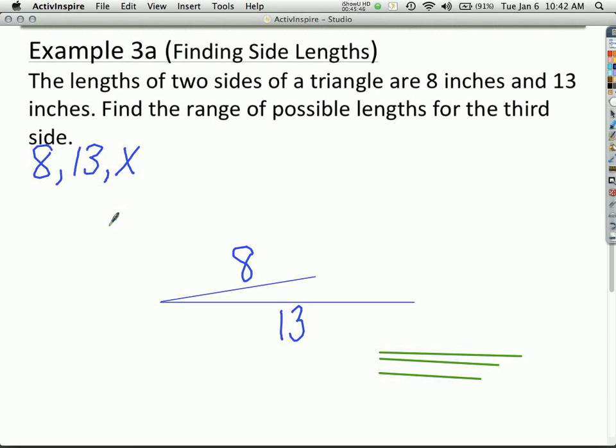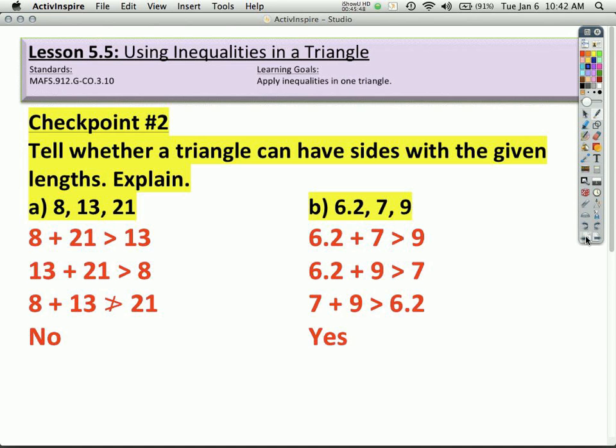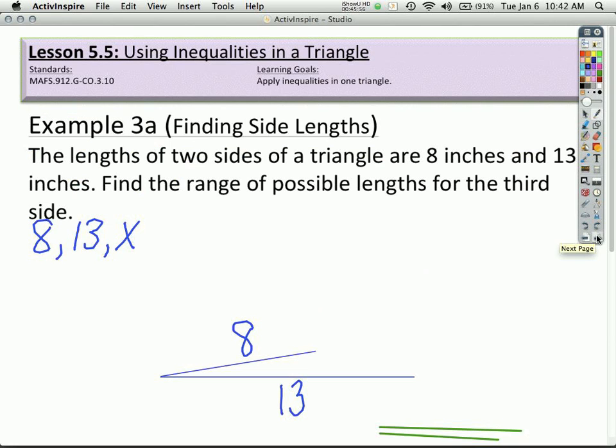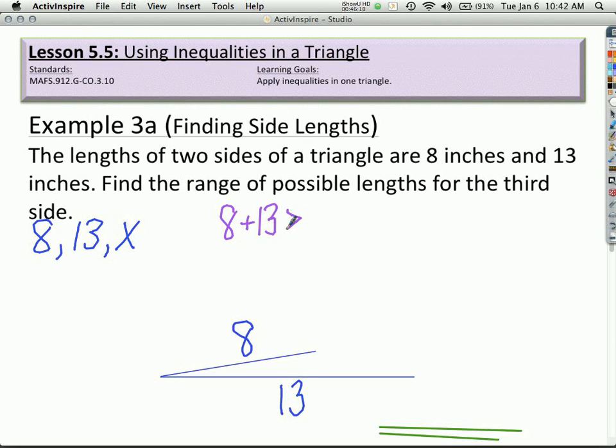But we already know, based on our experience with 4 different questions, that we can write these inequalities, and we know that for it to work, when we add 2 sides, it has to be greater than the third side. Right? So, if we take the 8 and add the 13, that must be greater than x because of the triangle inequality theorem. That has to be true. So let's solve that and see what happens. What do we get?